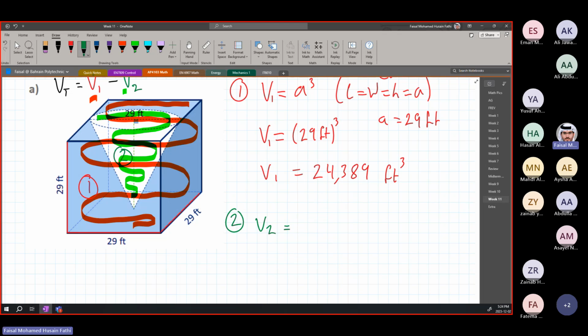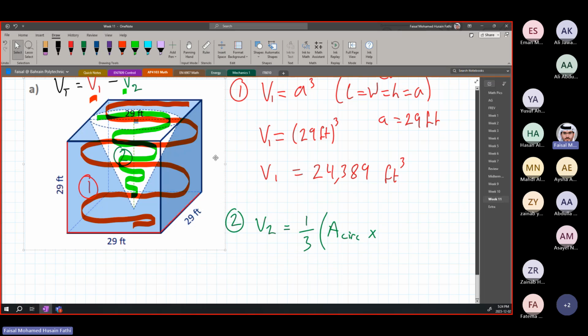V2, it's a cone, 1 over 3. First step, 1 over 3. Then the area of, since it's a conical shape, the base of it is a circle. What is the base? Base diameter is given. So what is, first of all, the height as well? Let me just copy paste this picture so there's no confusion.